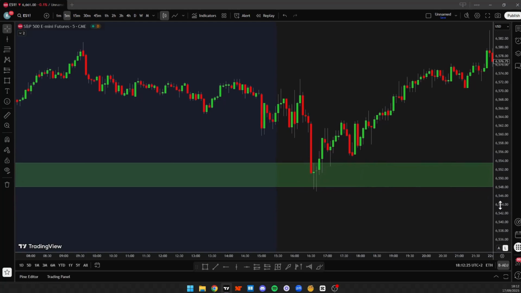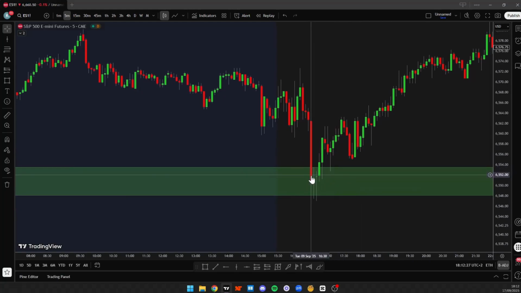Okay, so before I would be entering already before this sweep actually happens, I would be entering somewhere here, obviously on a lower time frame, if I don't see anything on the 5-minute, and then I would just get stopped out, and then it would just wick me out, and then price would just shoot up.